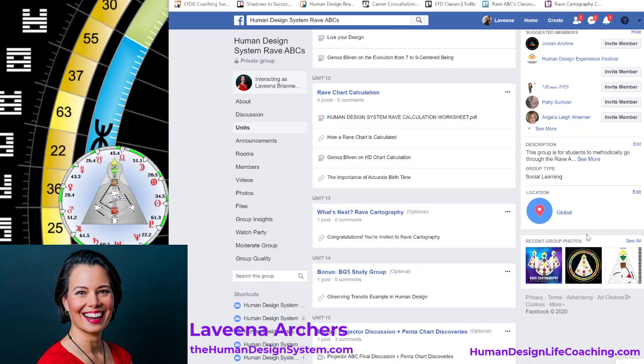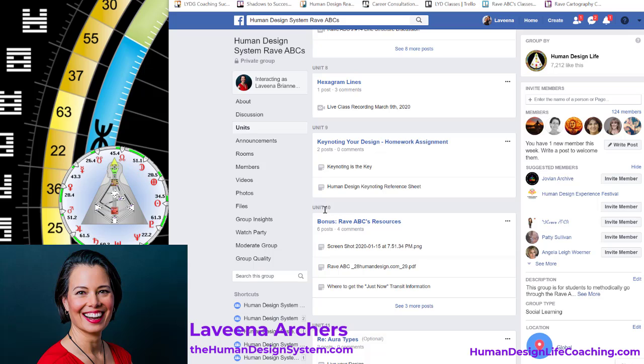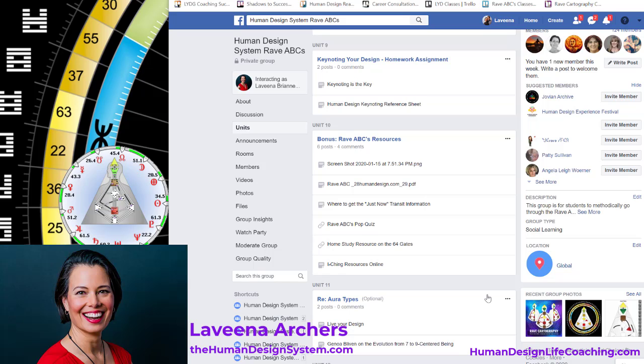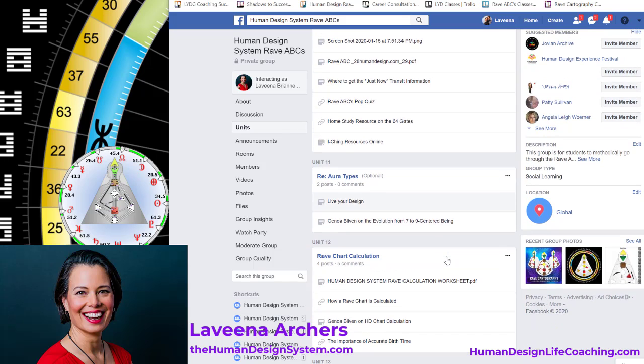So the next place that you're going to go to is Unit 10. And that is some bonus Rave ABCs resources. So one of the things I like to do is to make sure that I give you as much resources as I possibly can to help you understand Rave ABCs, the A, B, and C's of reading a human design body graph. So there's going to be some additional pieces here that might be helpful for your reference.